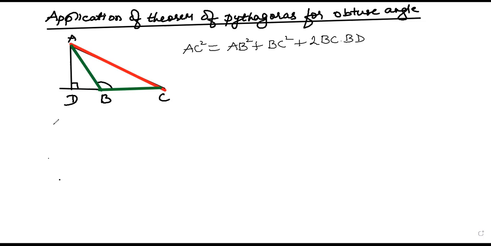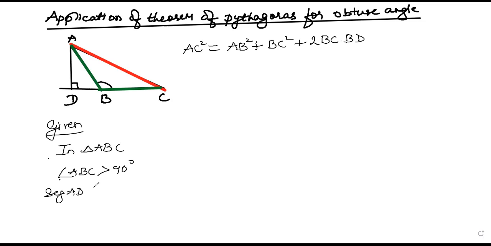So suppose the proof of it comes in an exam. It will come like this: given in triangle ABC, angle ABC is greater than 90 degrees, obtuse angle, and segment AD is perpendicular to line BC. And what did you prove? Prove that AC square equal, here on top you've written already, okay? You have to prove this, children.